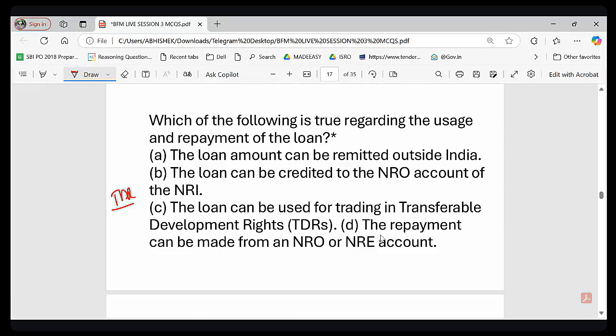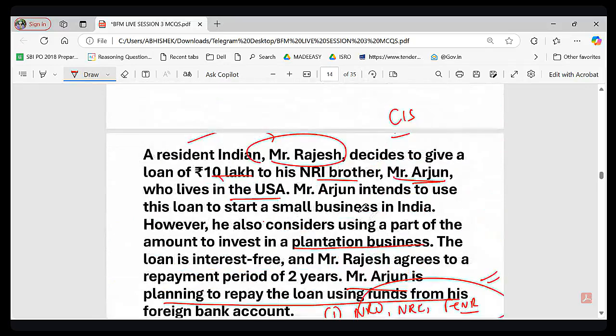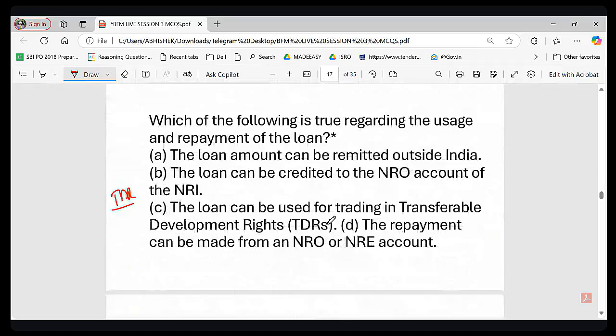What do you think is the correct combination? Is it just one of them or more than one? Type your answer in the chat. I hope you have gone through the case study. Let me again show you the case study. Just wait a minute. So this is the case study regarding Mr. Rajesh and Mr. Arjun. I hope you are familiar with it. Now this is the question we are dealing with: usage and repayment of the loan. Type your answer, whatever you think is correct.